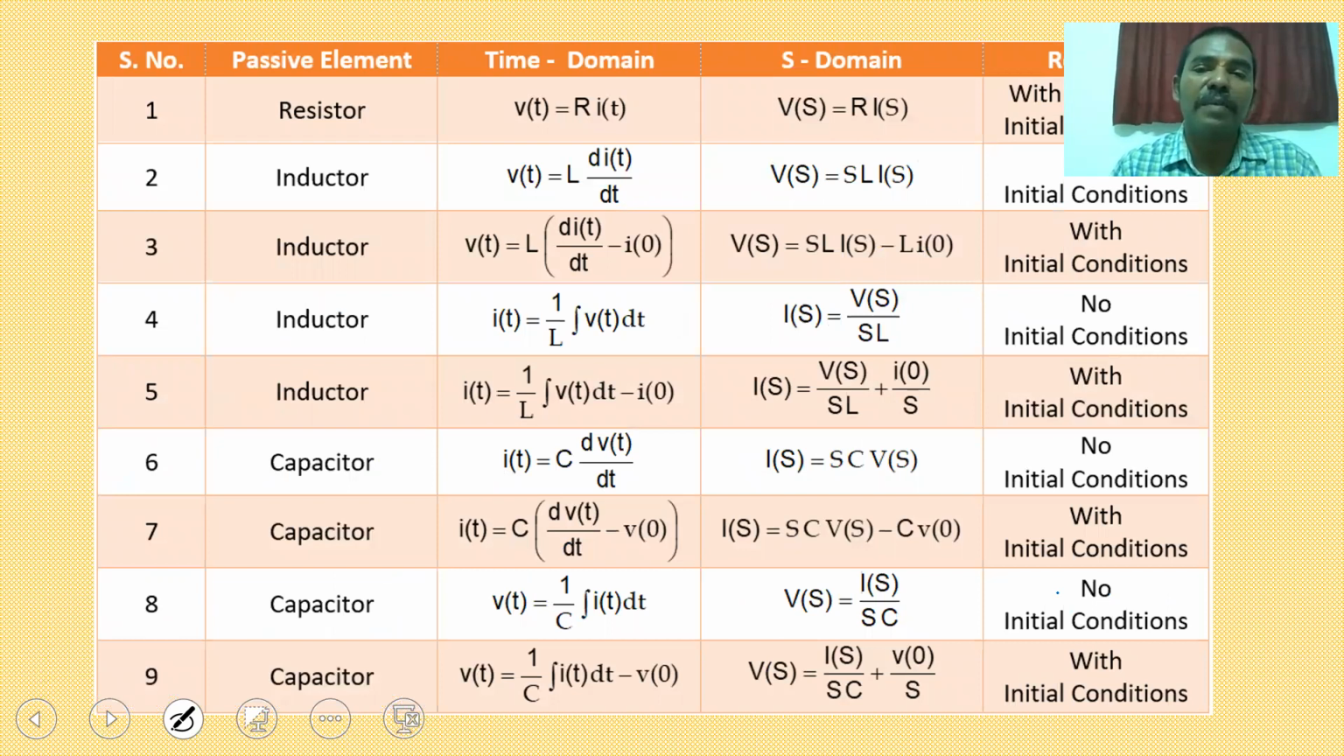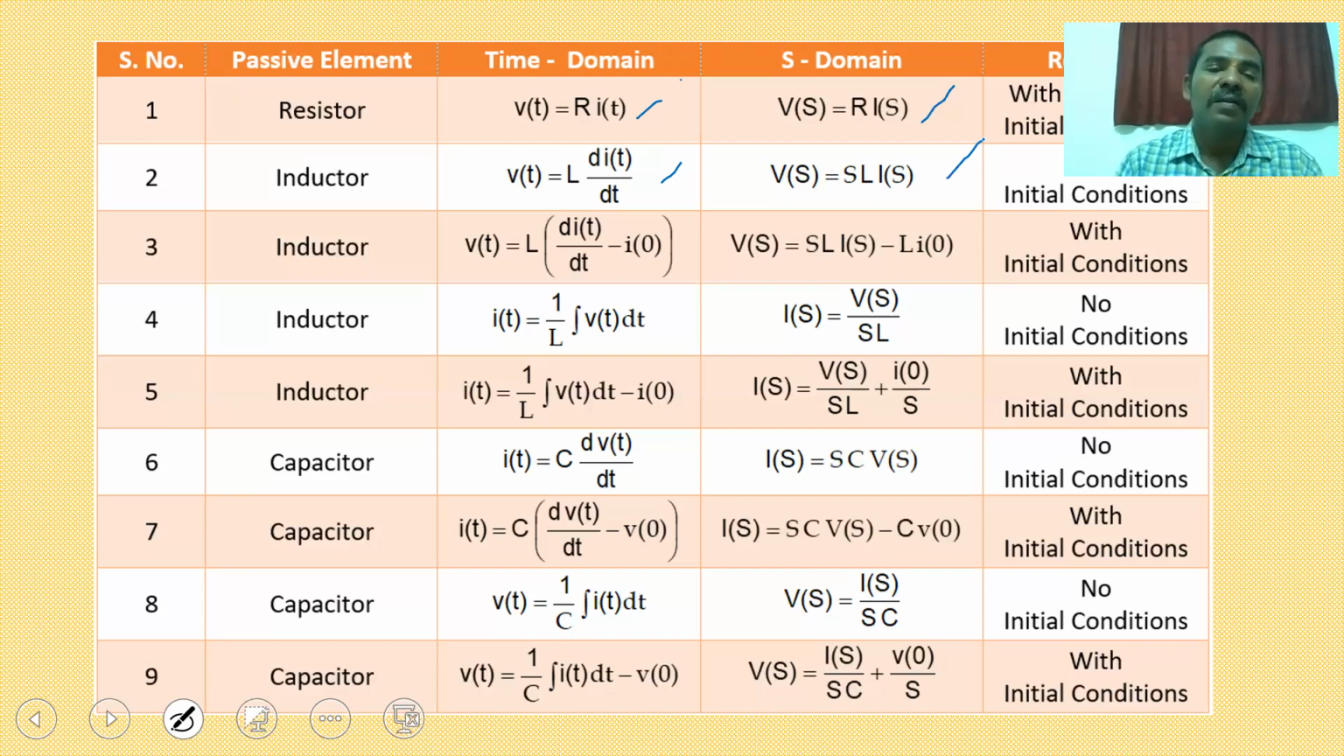Okay, so coming to the conditions of the passive elements with and without initial conditions, in the time domain and Laplace transform. In the time domain, for the resistor, v(t) is equal to R into i(t), the voltage drop across the resistor. While writing in the s domain, V(s) is equal to R into I(s). For an inductor, v(t) is equal to L di/dt. So in the s domain, you have to write V(s) is equal to sL into I(s).